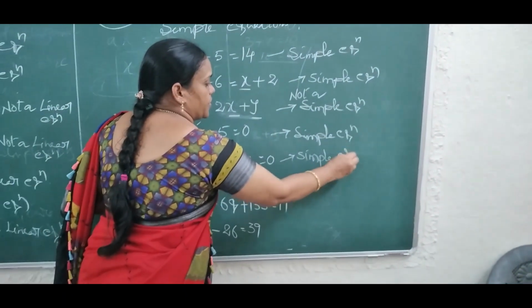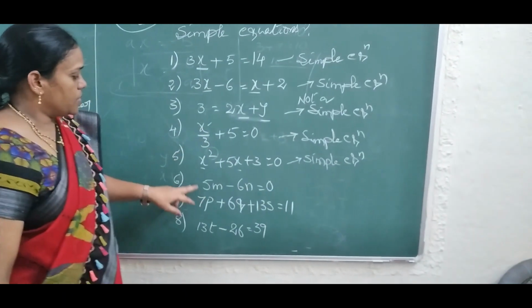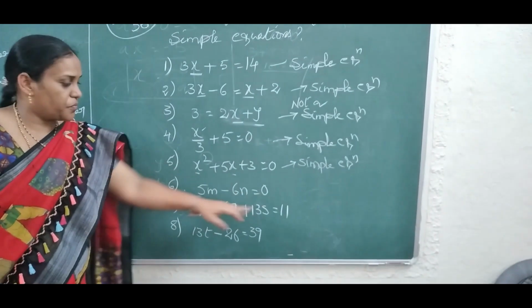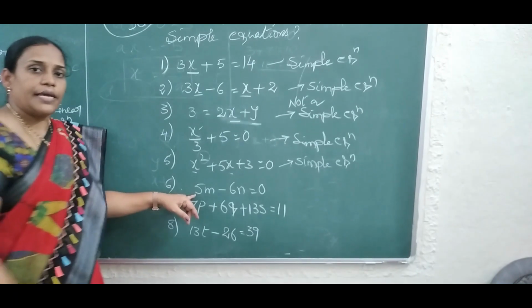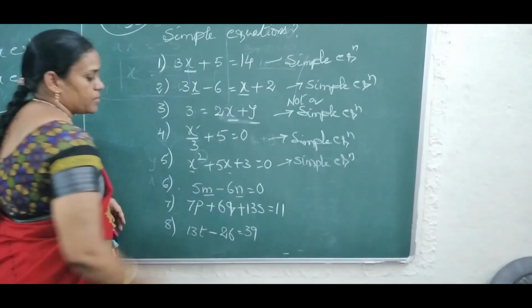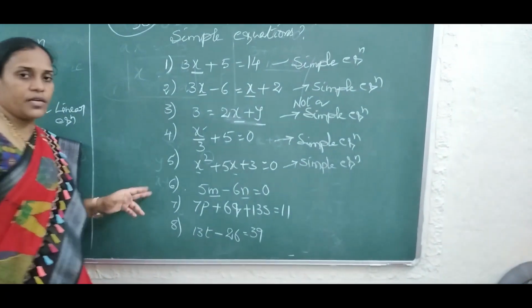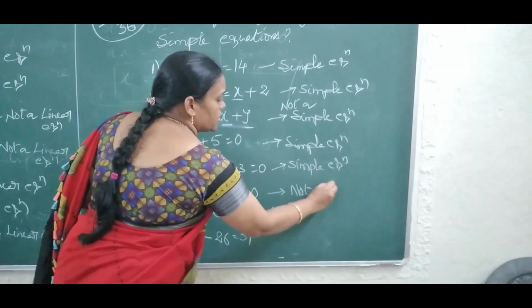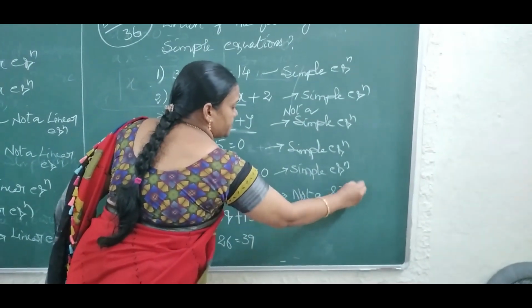Next one. 5m minus 6n is equal to 0. Here how many variables are there? M and n. Two variables. So it is not a simple equation.